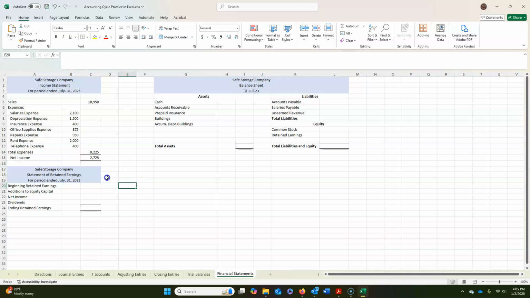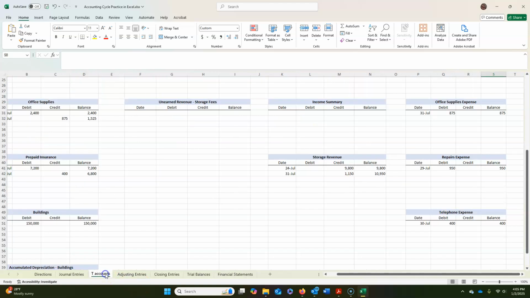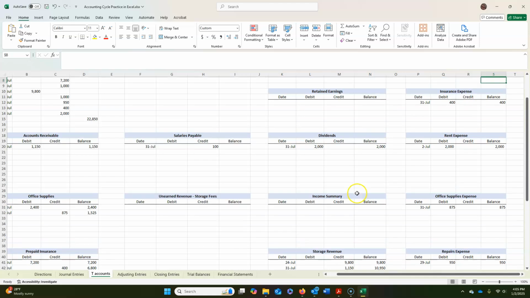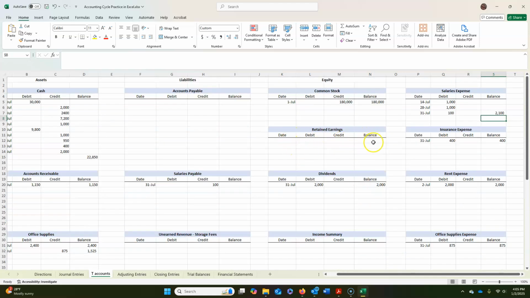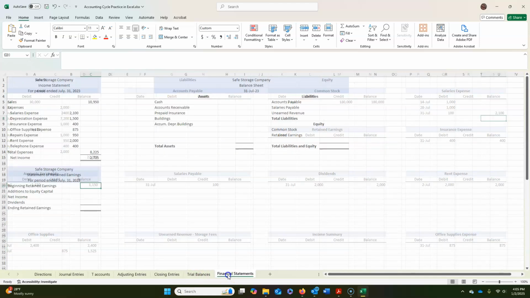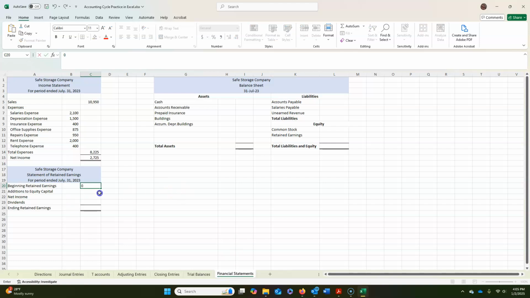Okay. Next we have our beginning retained earnings. Well, we didn't have any beginning retained earnings. We can go here and see that there's no balance here. So our beginning retained earnings is 0. Our additions to equity capital. Did we have any additional common stock? So 0. Now we add our net income. So I'm just going to take that right off the income statement.